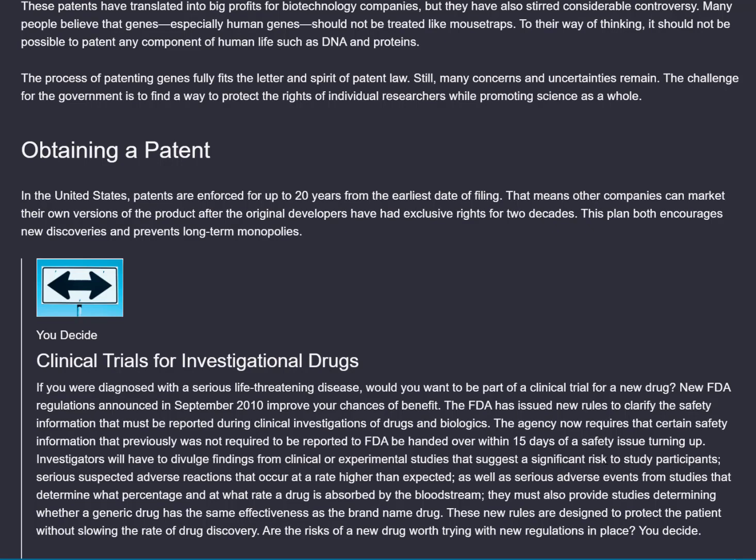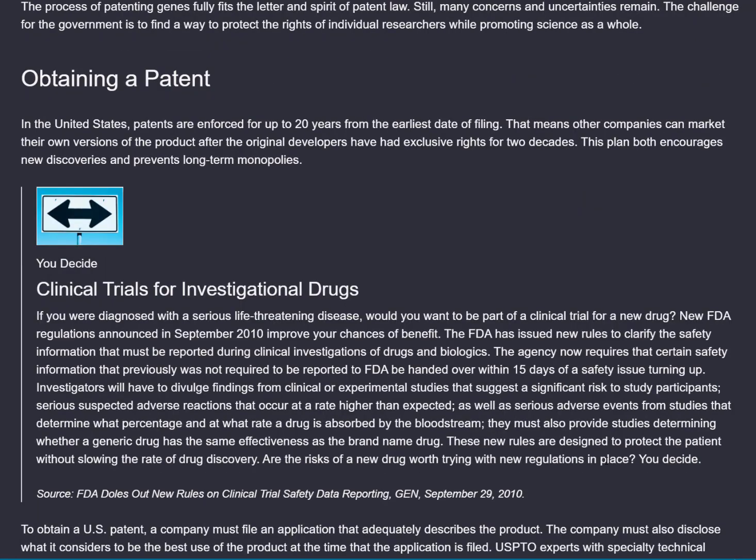and proteins. The process of patenting genes fully fits the letter and spirit of patent law. Still, many concerns and uncertainties remain. The challenge for the government is to find a way to protect the rights of individual researchers while promoting science as a whole.